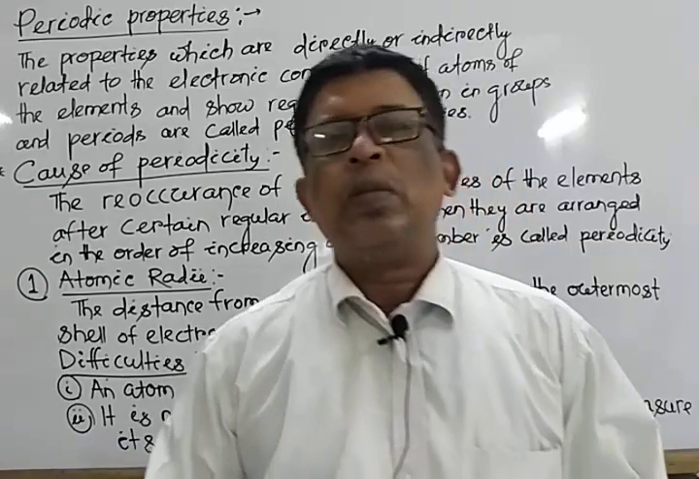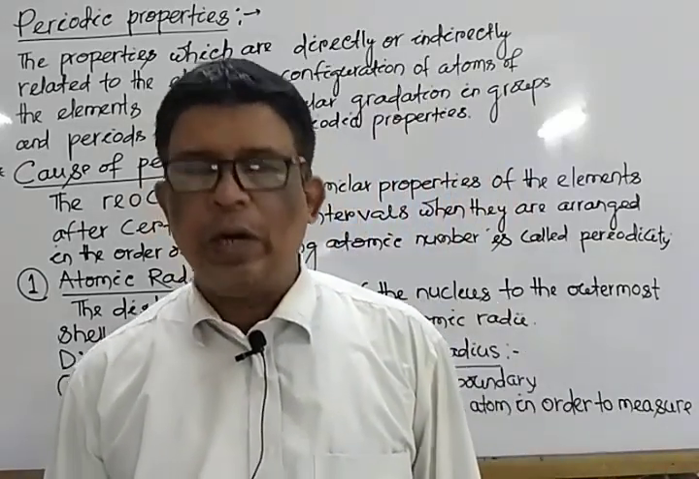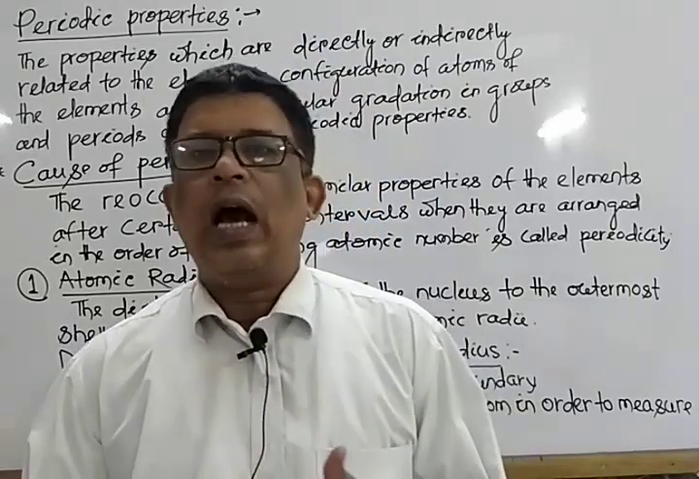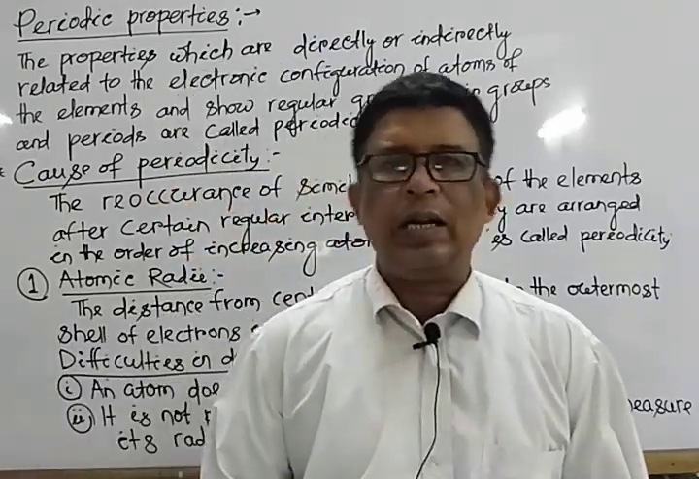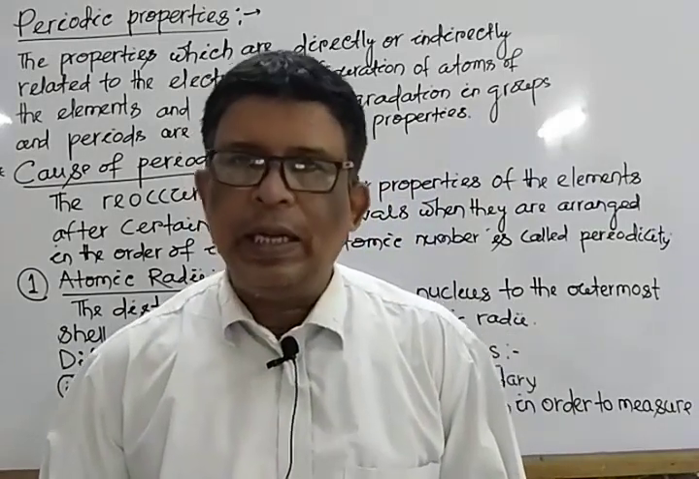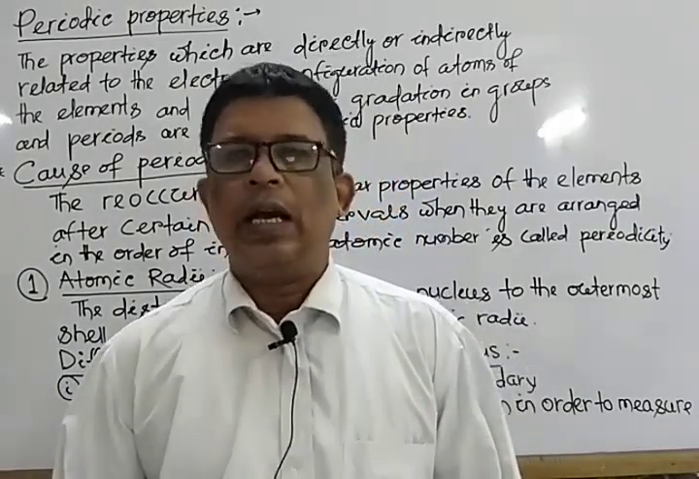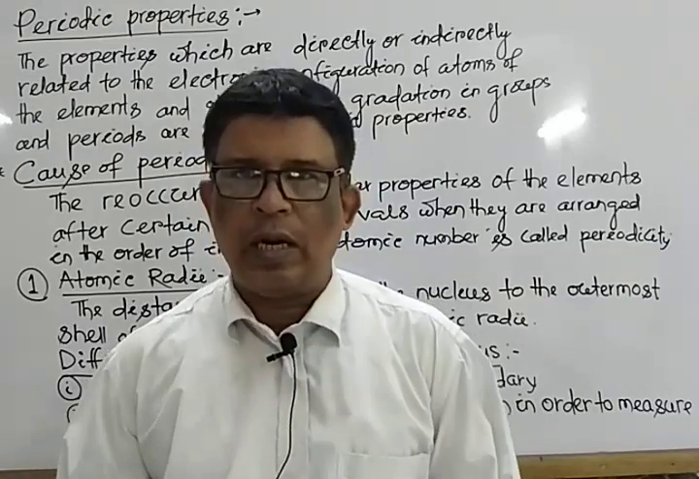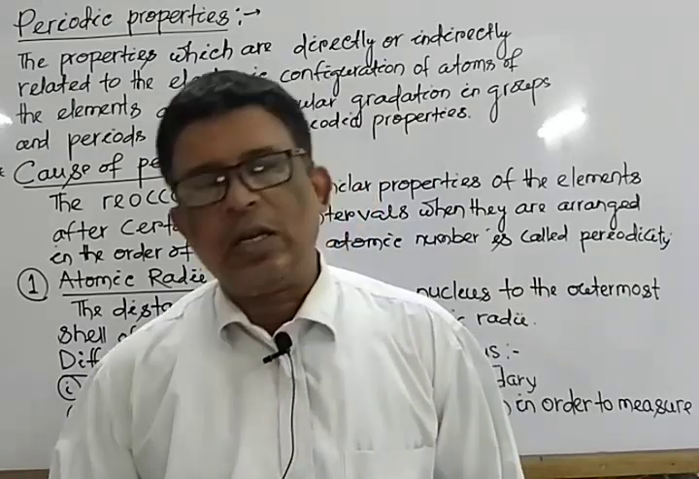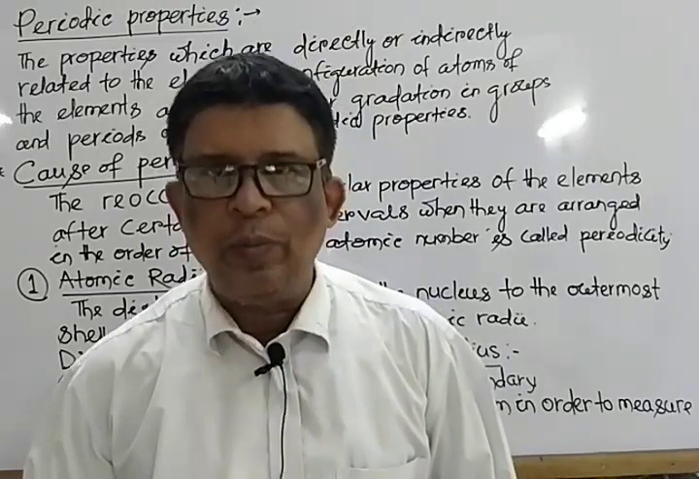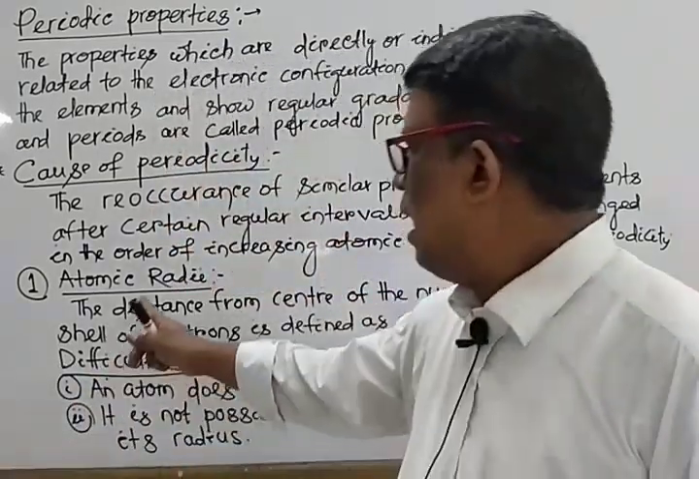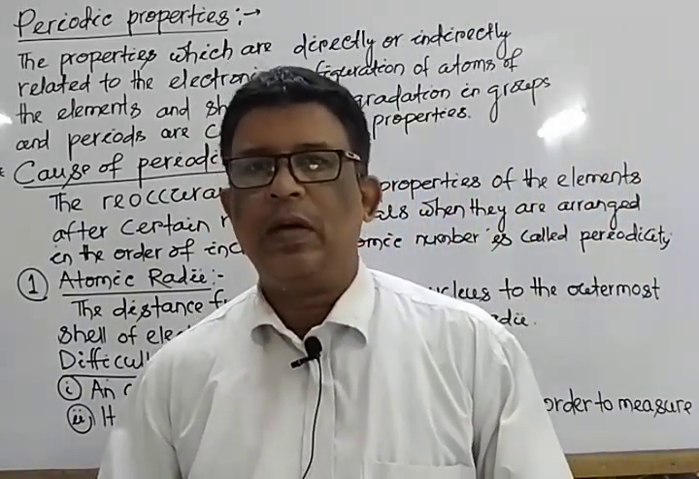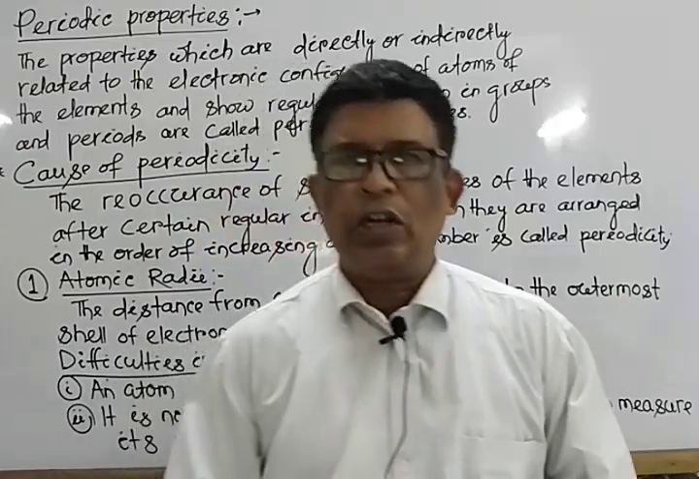Then we discuss four to five points under periodic properties. That is atomic radii, ionic radii, ionization enthalpy or ionization energy, electron affinity or electron gain enthalpy, electronegativity, oxidation state, valency, and so on. So many others are there. Let us discuss the first one, that is atomic radius. Mark that. Atomic radius: singular is radius, plural is radii. The radius of an atom is known as atomic radius.